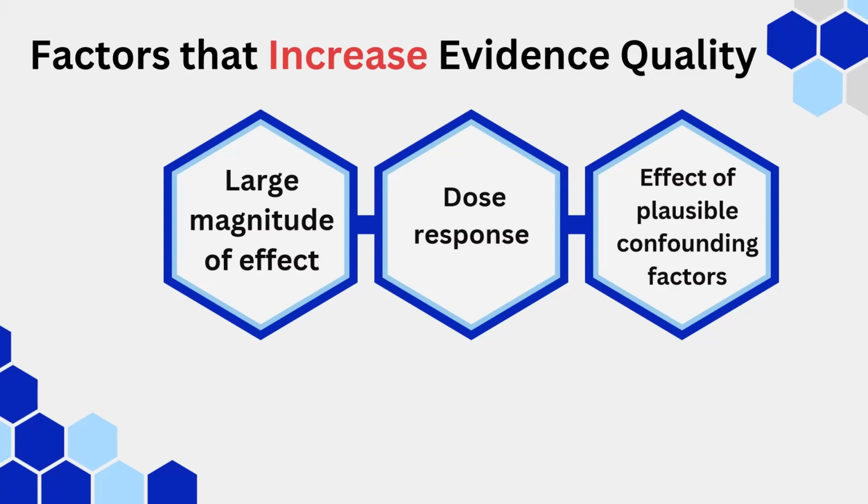And then finally, the effect of plausible confounding factors. So again, if there are things that would lead you to believe the drug is not effective and the drug is still showing effectiveness, that could outweigh the potential concern or mitigate any concern that the drug was really not having a benefit.